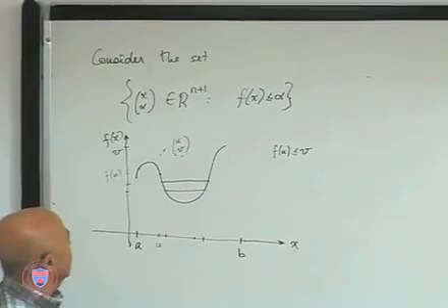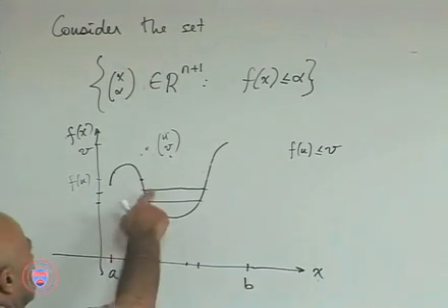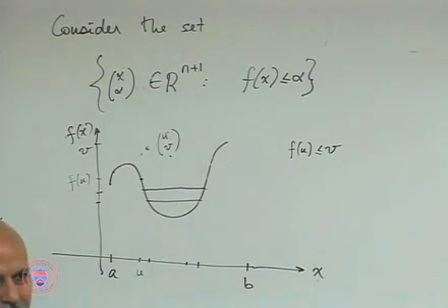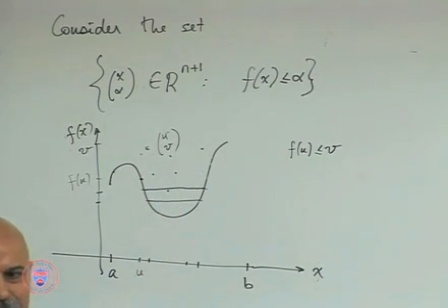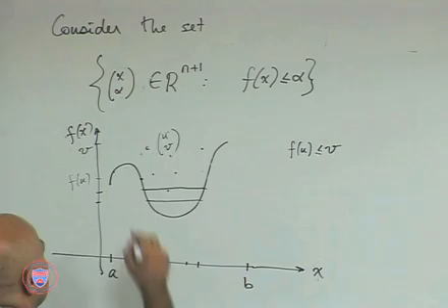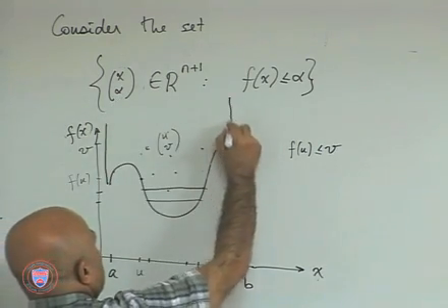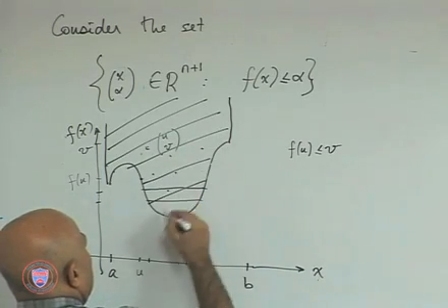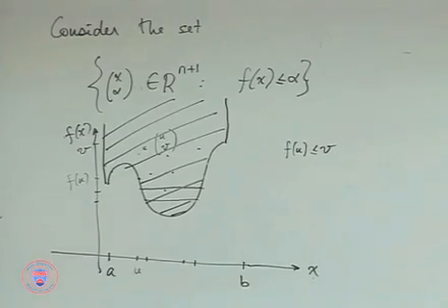The answer is yes or no. Yes, it is less than or equal to v. So that point is, in fact, in the set. Any point here will satisfy the same condition. Okay? So in this case, you're generating the set of points that are in here, on or above the graph of the function. Okay?